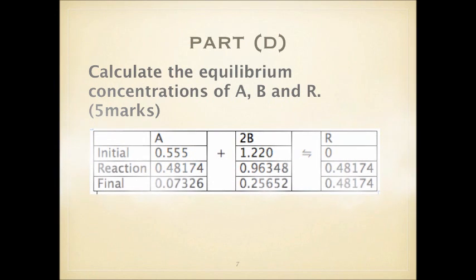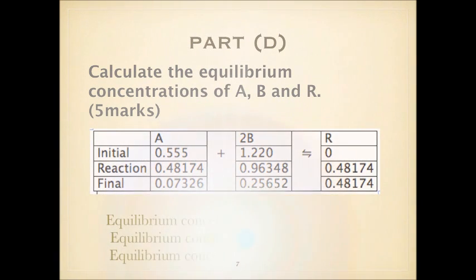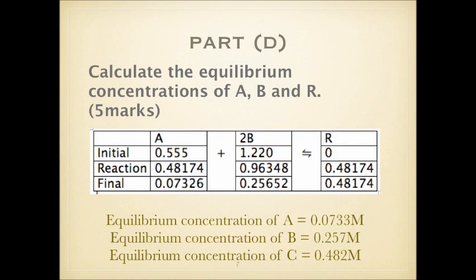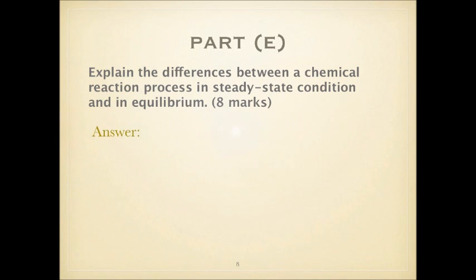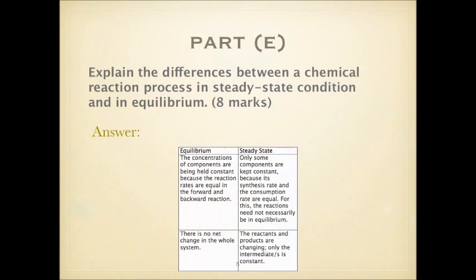Part D. Calculate the equilibrium concentrations of A, B, and R. The initial concentrations of A, B, and R were given as follows. As you can see, A is actually the limiting reactant. Since the equilibrium conversion of the limiting reactant was given as 86.8%, we can then calculate the concentration of A reacted during reaction, which is 0.48174.